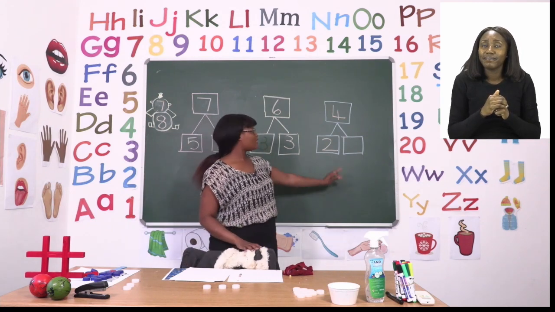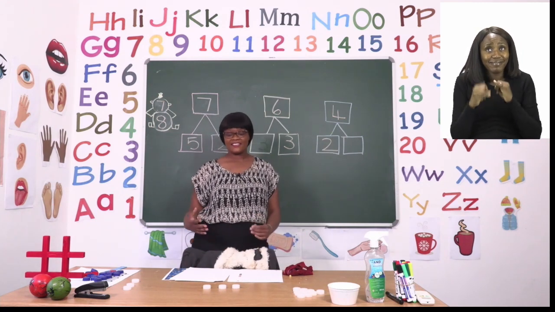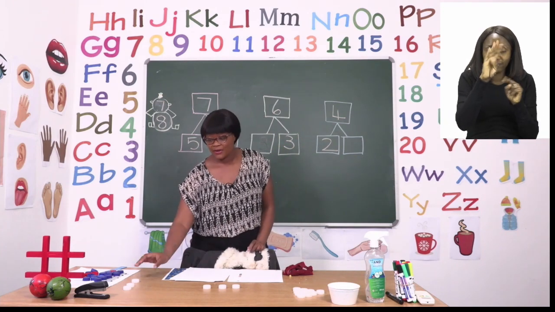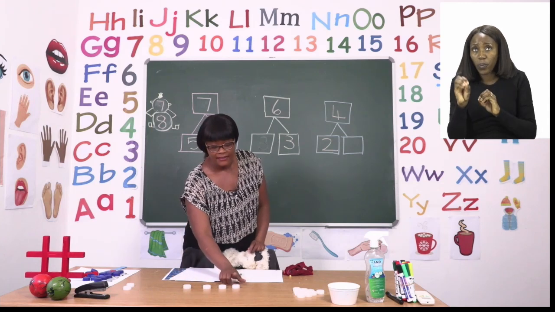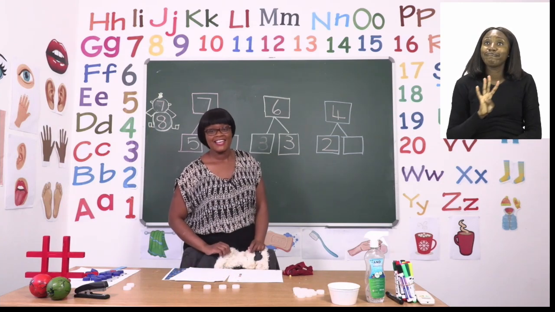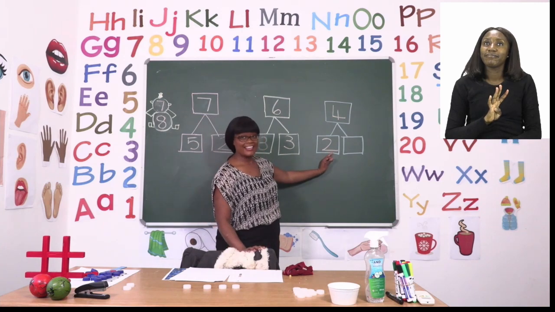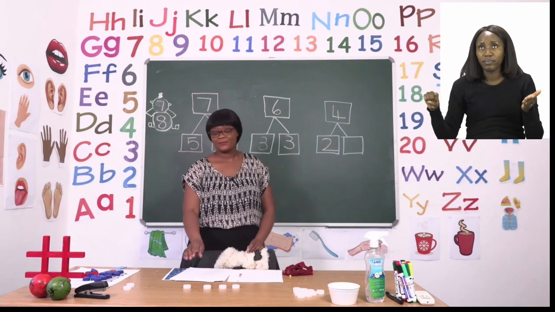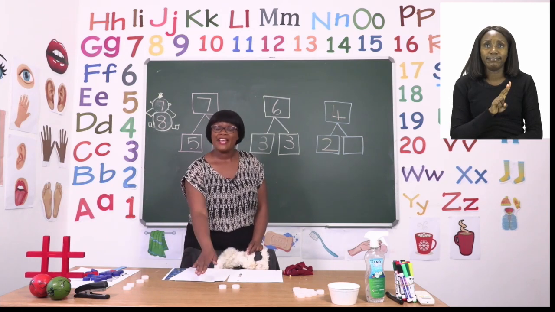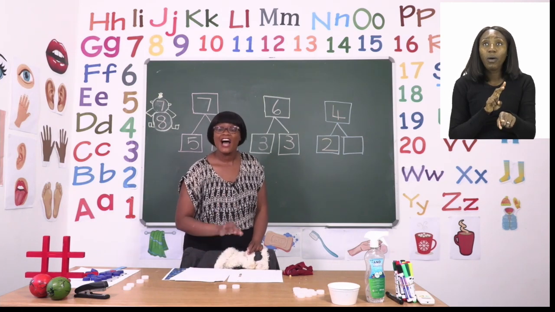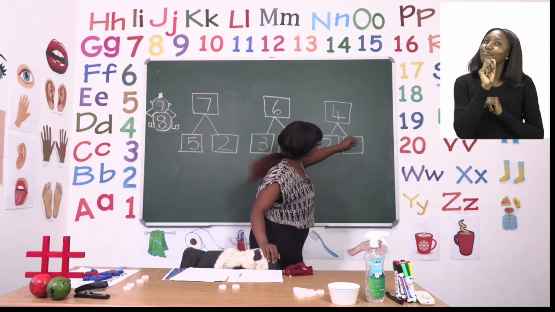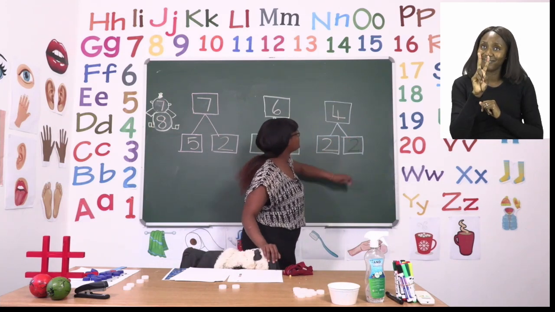Now, let's do the last one that we're going to do together. They want 4 counters. So we're going to say 1, 2, 3, 4 counters. Now, we're going to take away 2 of them. 1, 2. Whatever we have left is our answer. So we're going to write the number 2.